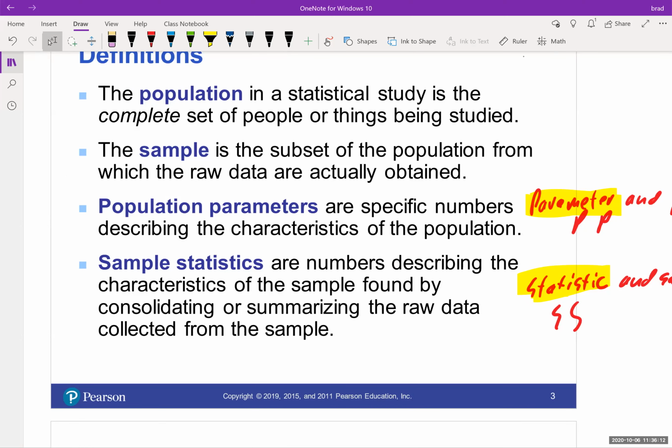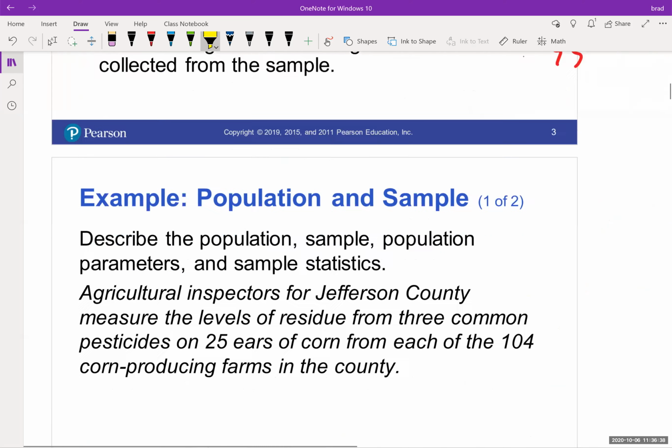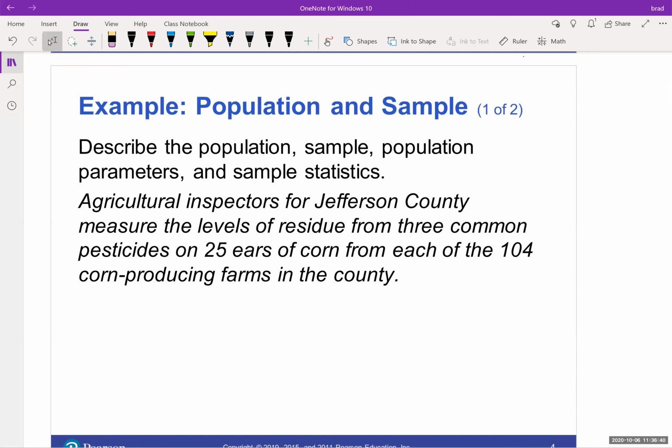Sample statistics are numbers describing the characteristic of the sample found by consolidating or summarizing the raw data collected from the sample. So basically, parameters and statistics are ways to describe either the population or the sample, and maybe describe is the wrong word, but they use that too. It's basically explaining to you what you're looking at or measuring in this particular problem. Okay. So describe the population, sample, population parameters, and sample statistics.